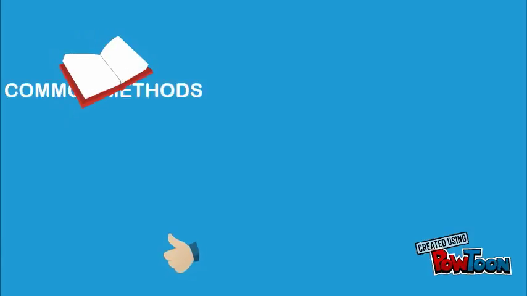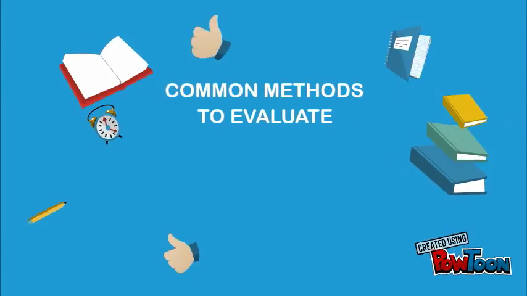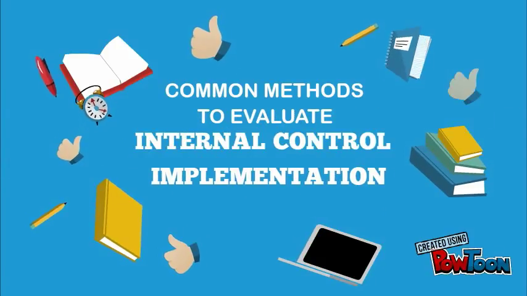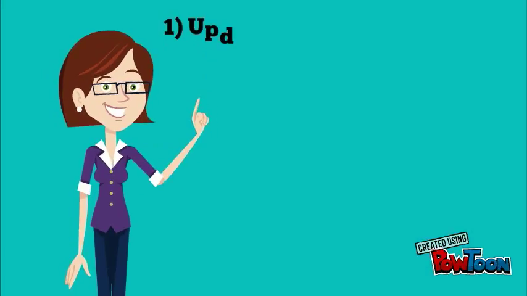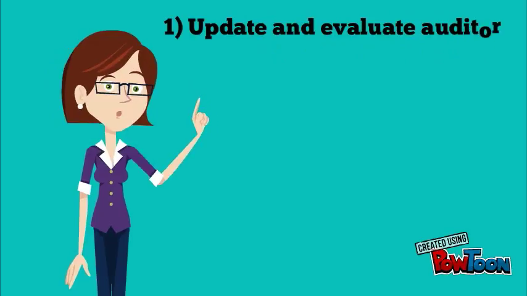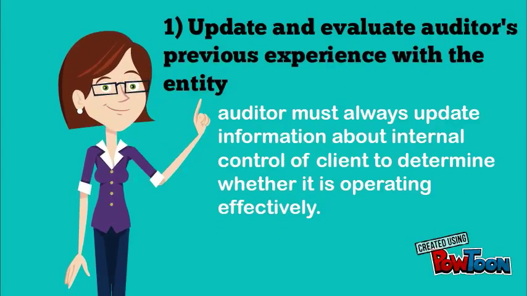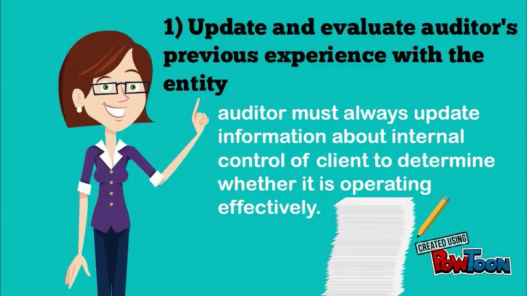There are five common methods to evaluate internal control implementation. First, update and evaluate the auditor's previous experience with the entity. Auditors must always update information about the internal control of the client to determine whether it is operating effectively.